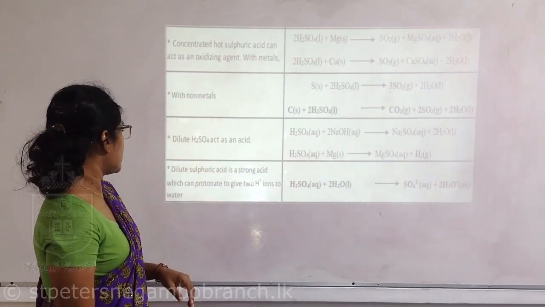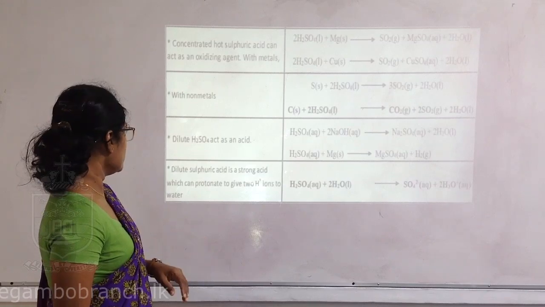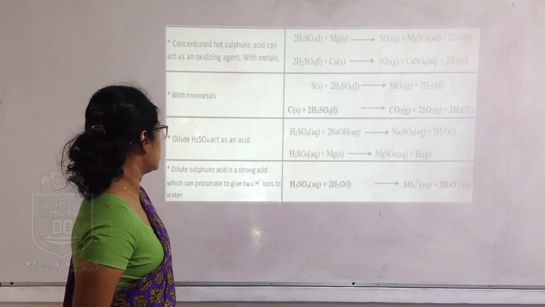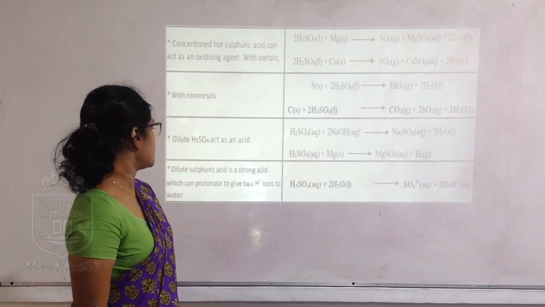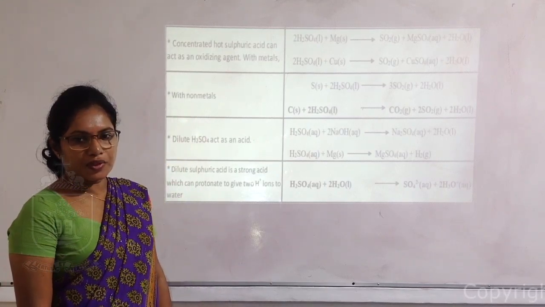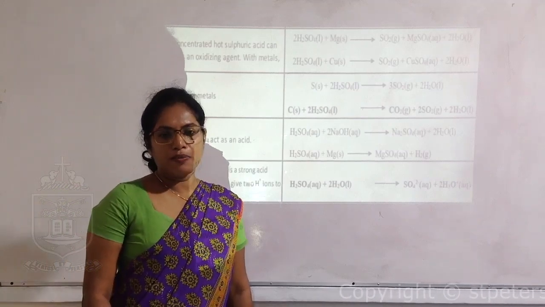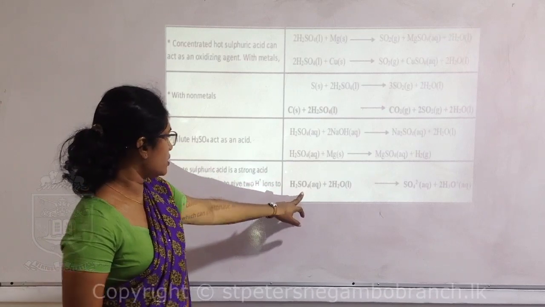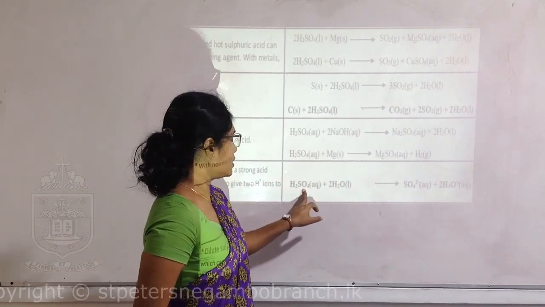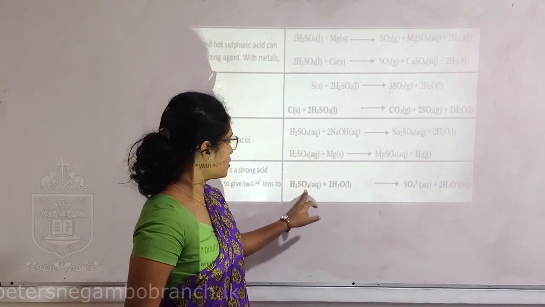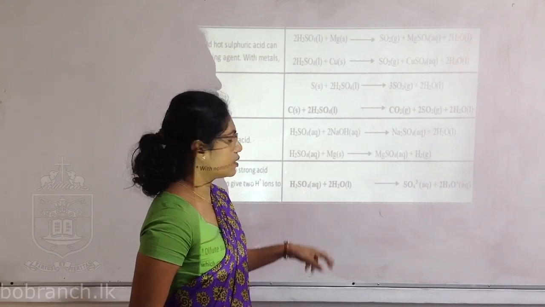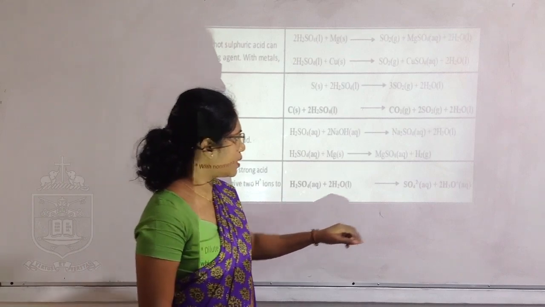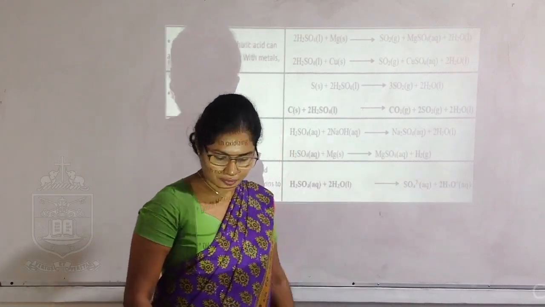And dilute sulfuric acid is a strong acid and can protonate to give 2 H plus ions to water. Here you can see it is a strong acid because with water it protonates and gives 2 H plus ions.